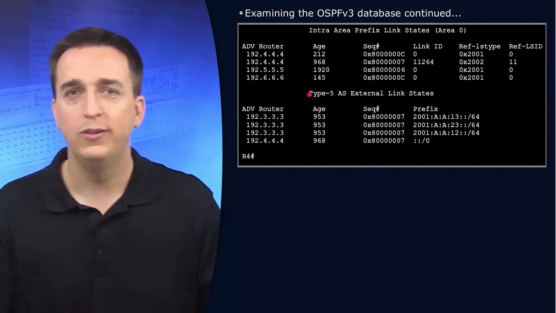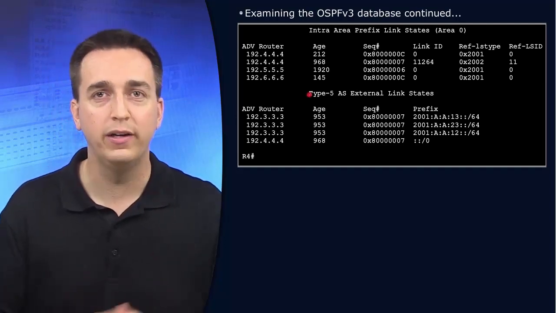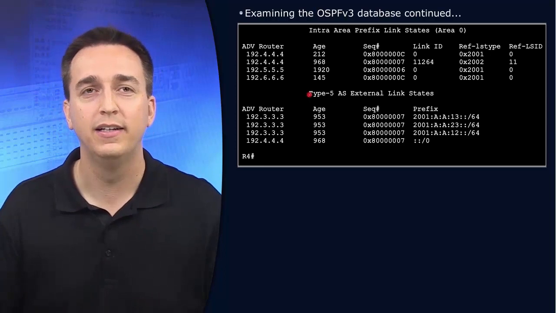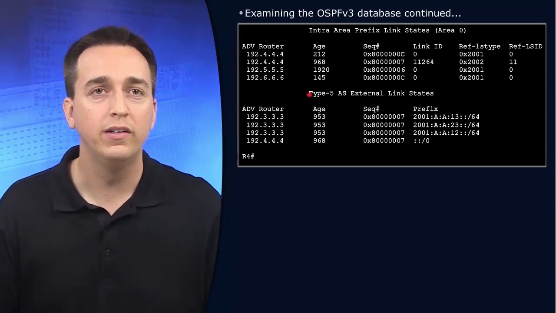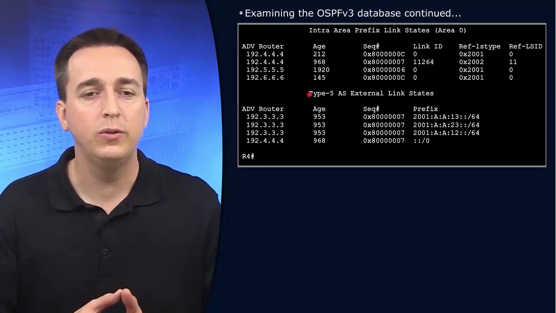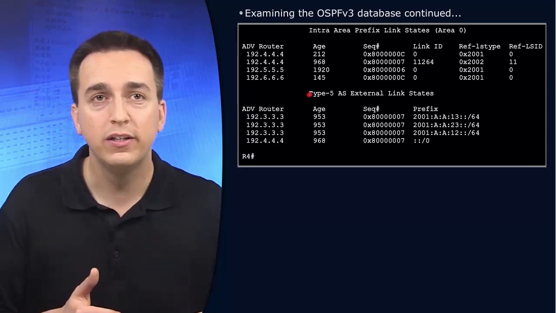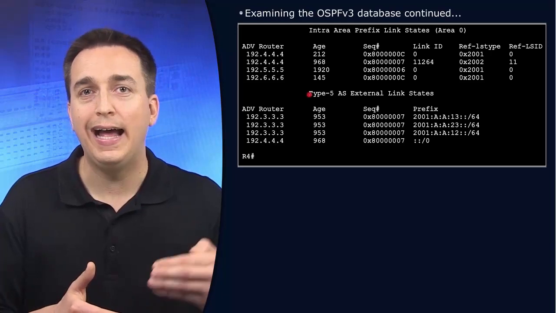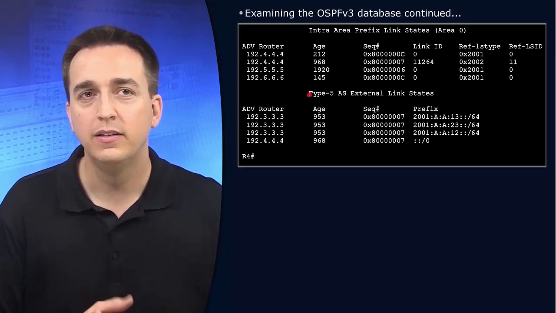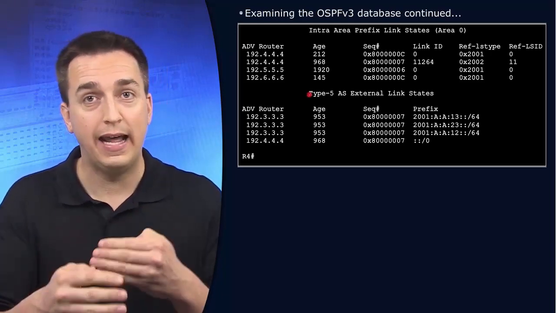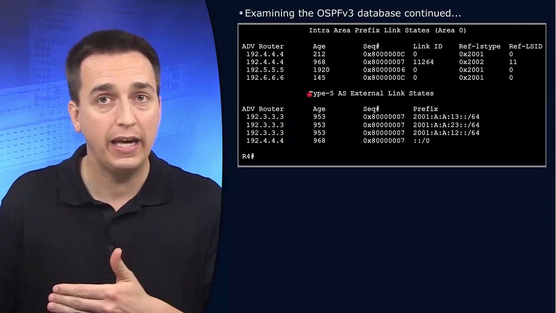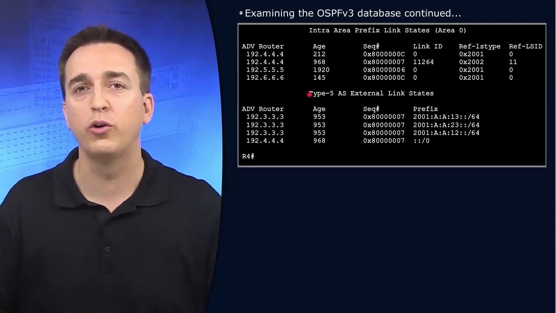But there's one LSA type missing here in this output, and that was the type 4 LSA. And what is that type 4 LSA for? The type 4 LSA is to tell the other routers about how to get to the advertising router of the type 5 LSA, because that advertising router information doesn't change as it crosses an area border router.